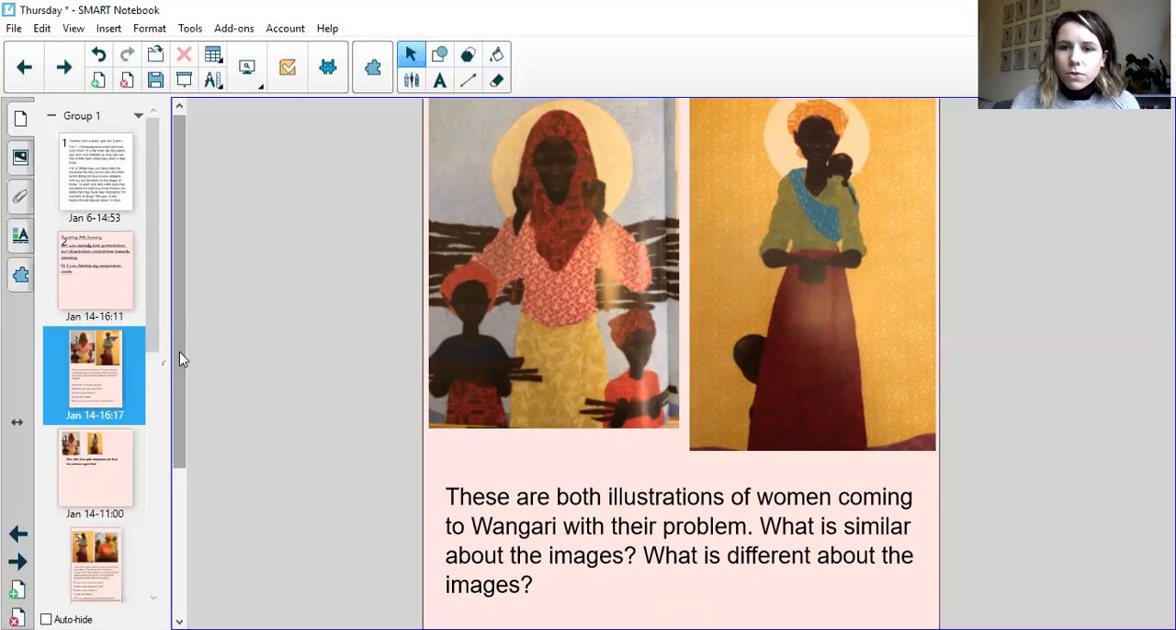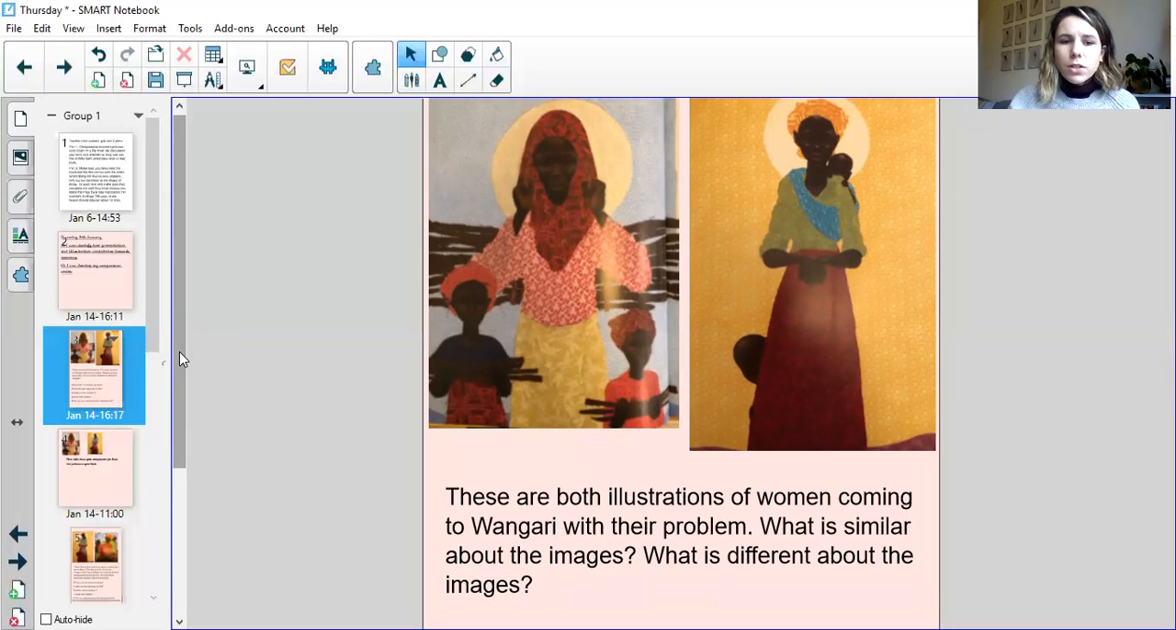You might also want to think about their faces. Do they look happy? Do they look sad? What about the children in the pictures? What's similar and what's different about those? How are they holding themselves? Are they standing or are they sitting? What are they doing with their hands?